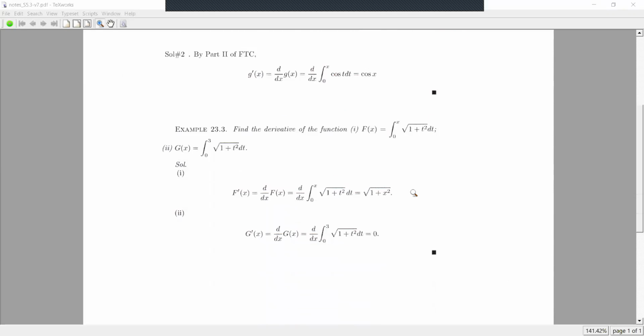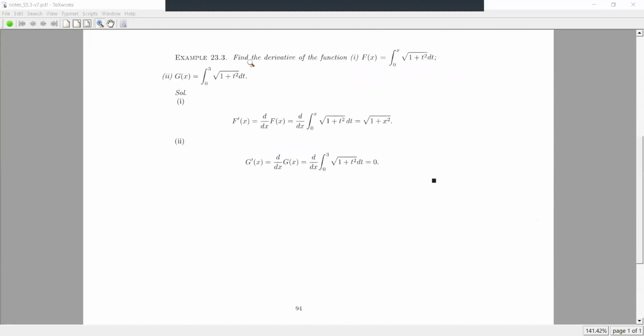Now, example 3. Find the derivative of the following 2 functions, f and g. Now, the derivative of f first. The derivative of f is the derivative of this integral. Now, by the formula, derivative cancels integral. Then replace t by x, so we get this function. The derivative of f is this function.